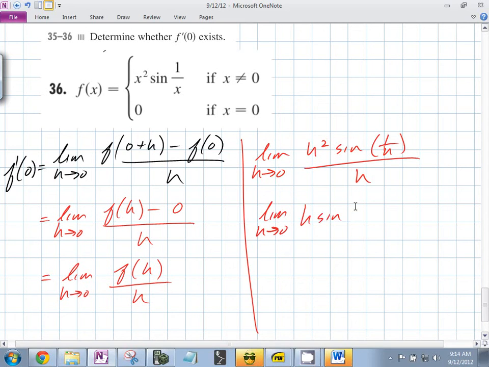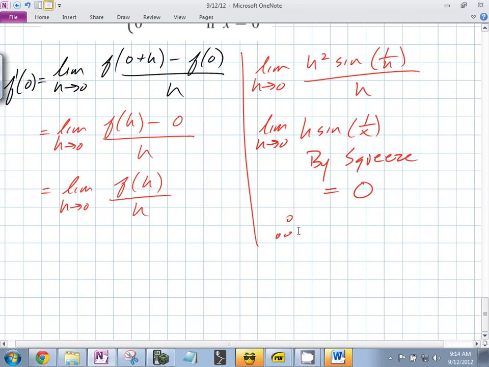And we already did the work above by the squeeze theorem. It doesn't matter if it's h squared or h. The same thing happens by squeeze. What do you know is true? This is equal to 0. So therefore, for this function, f prime of 0 is equal to 0. So does it exist? Yes, because we found it.